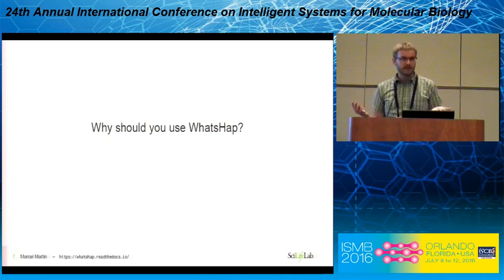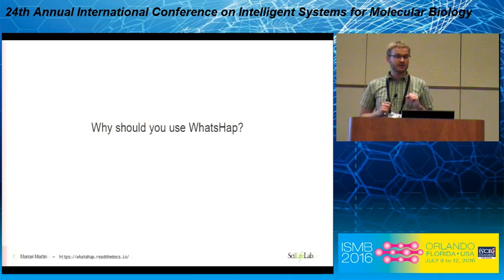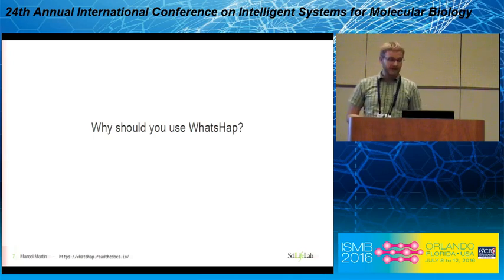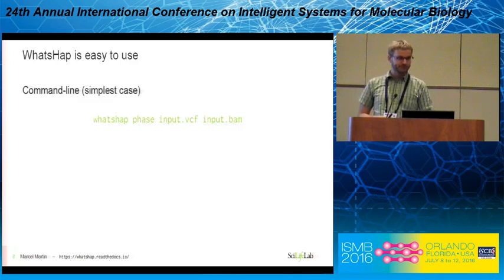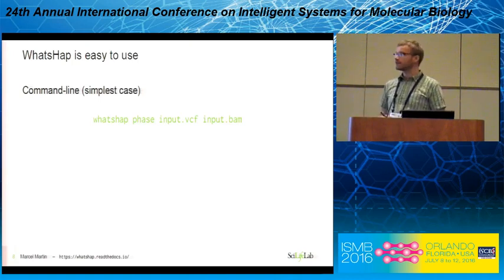So the rest of this talk is going to be me telling you why you should use WhatsApp if you have need for read-based phasing. WhatsApp is easy to use. That's at least what I think. And well, that applies to you if you're familiar with the command line. In the simplest case, you just have to write whatshap phase, then the name of your input VCF file and the name of your input BAM file.